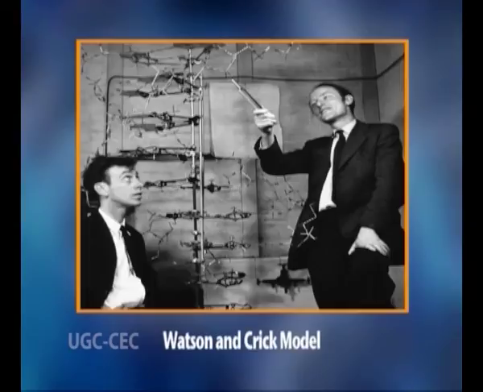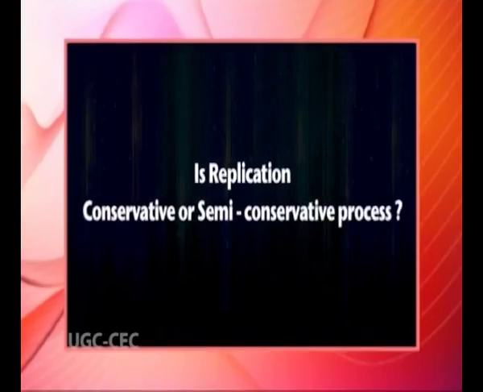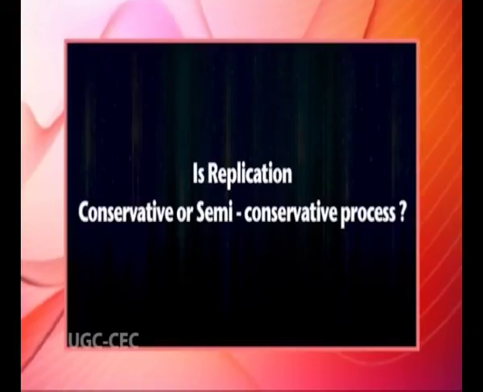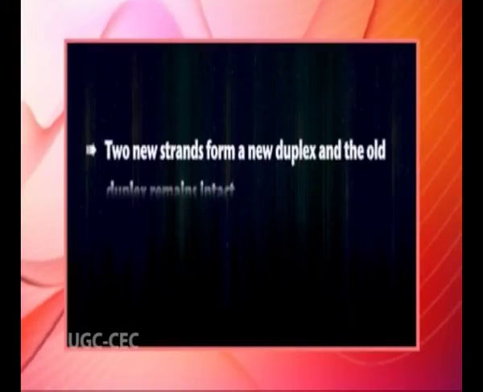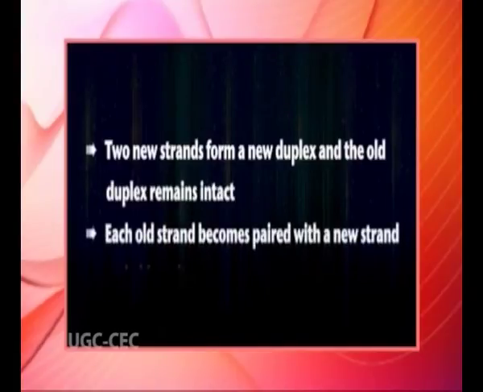The base pairing principle inherent in the Watson and Crick model suggested that two new DNA strands are copied from the two old strands. Although this mechanism provides for exact copying of genetic information, it raised a new question. Is replication a conservative or semi-conservative process? In the first mechanism, the two new strands form a new duplex and the old duplex remains intact, whereas in the second mechanism, each old strand becomes paired with a new strand copied from it.